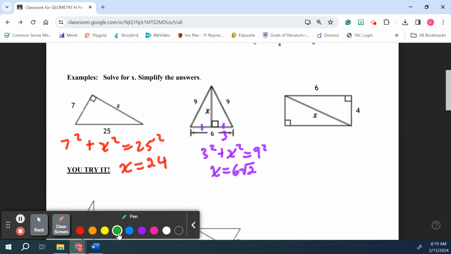Alrighty, so next one, we're going to have 6 squared plus 4 squared equals x squared. All right, I'm going to give it a minute. I want you guys to tell me, what is x in simplest radical form? I heard a lot of people say it already. 2 square root 13, very good.